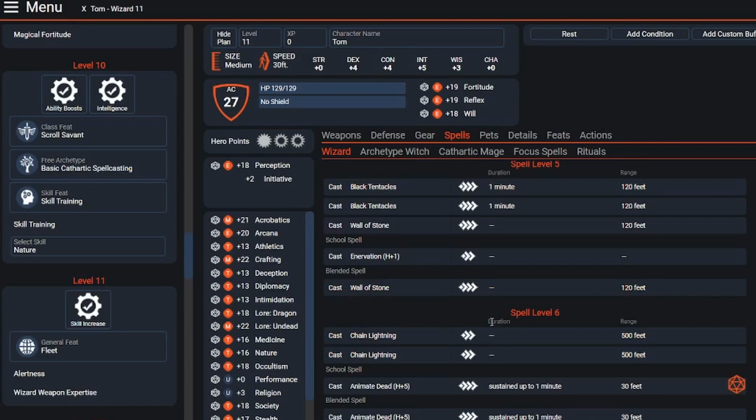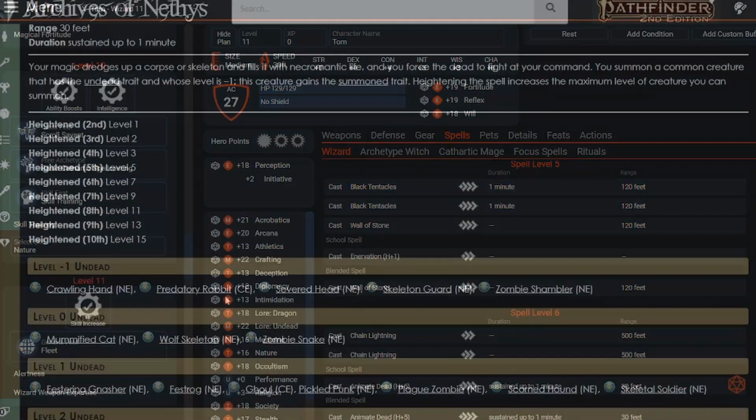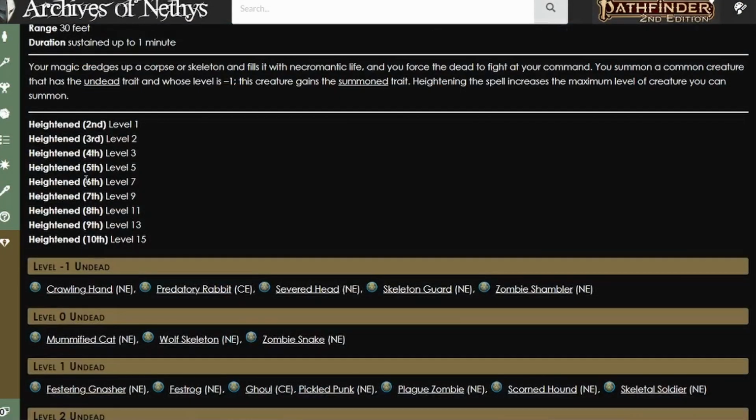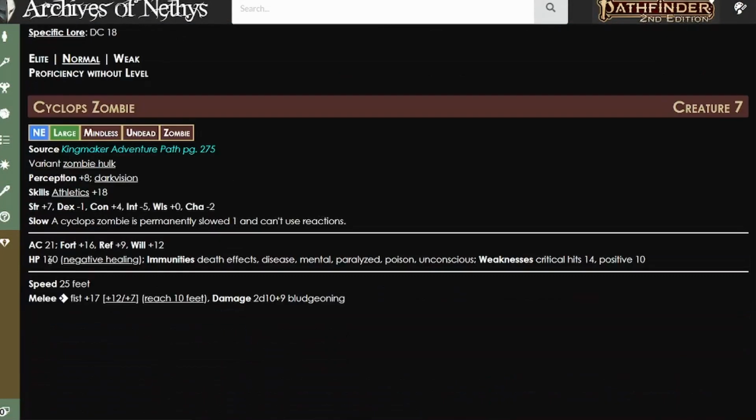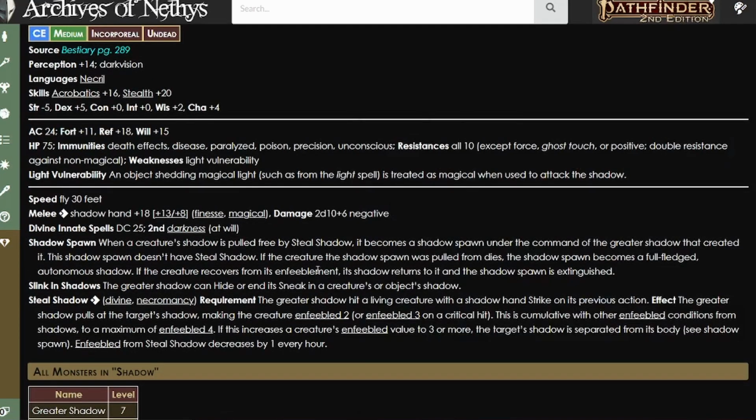How is Animate Dead looking now that we are in the mid-levels? We saw it in the early levels. So when we cast this at level 6, we can summon up to level 7 undead. So we have the option to summon our Cyclops zombie, which is our big chunky boy, still slowed, but it has 160 HP and immunity to all the usual undead things. We can summon Greater Shadows. It has half the HP of the zombie, a bit more armor class, and the ability to inflict the enfeebled condition. It actually inflicts enfeebled 2, which is pretty nice.